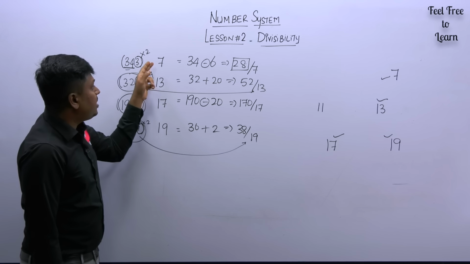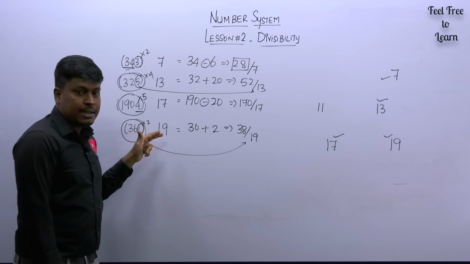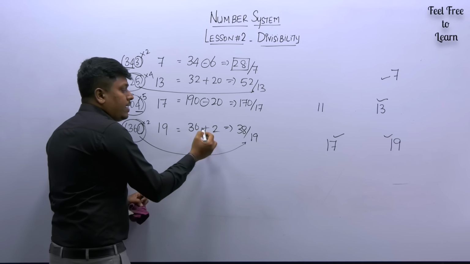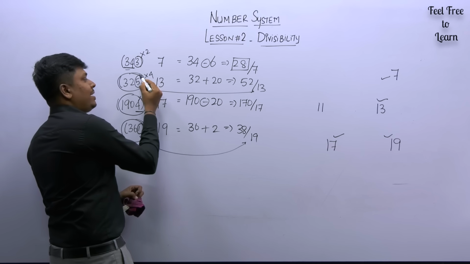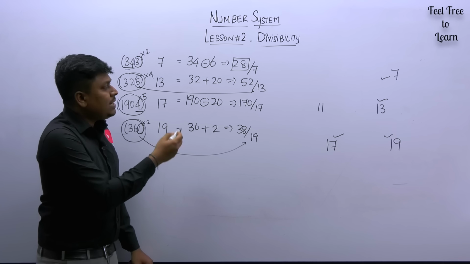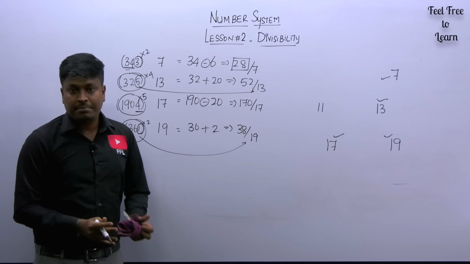So this is the divisibility rule of 7, 13, 17 and 19. Here we have subtracted 2 numbers and here we have added 2 numbers, and we are concentrating only on the last digit of the numbers, right? If you practice 2 to 3 times, automatically you can get it, right?